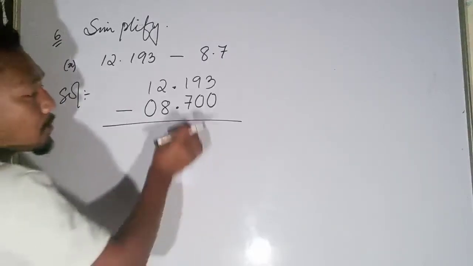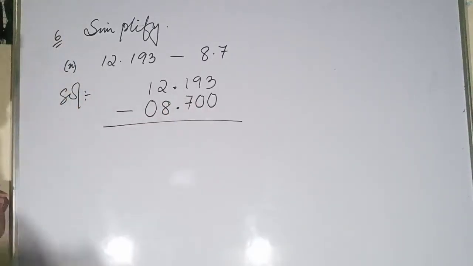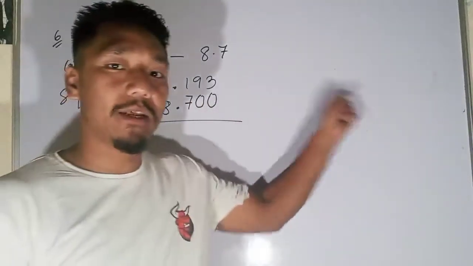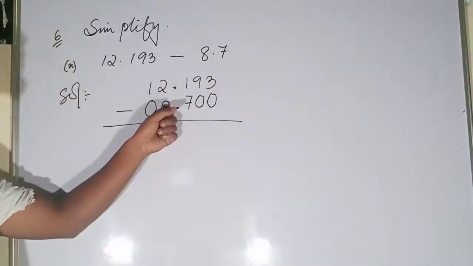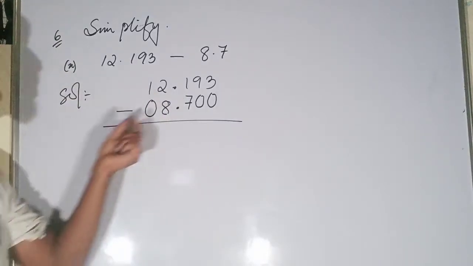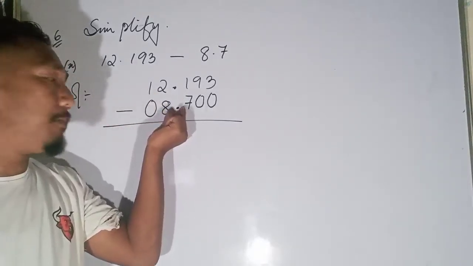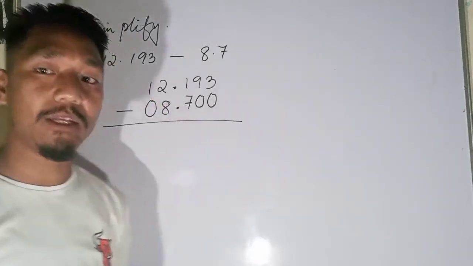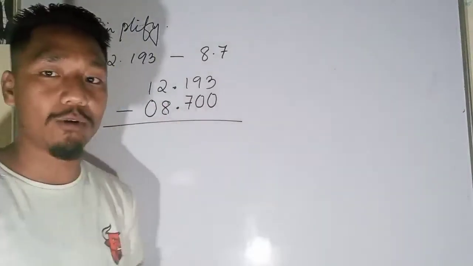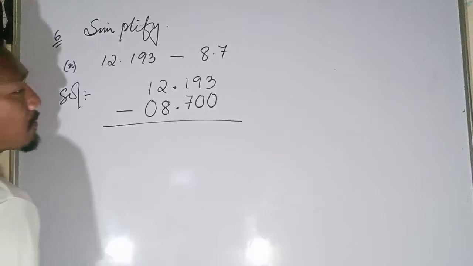Okay, but we cannot put the 0 in the middle. At the back side we can add any number of 0s, right after the numbers. But between the point and the numbers, we don't add any 0 unless there is a 0 in the question. Okay, so here we subtract it.